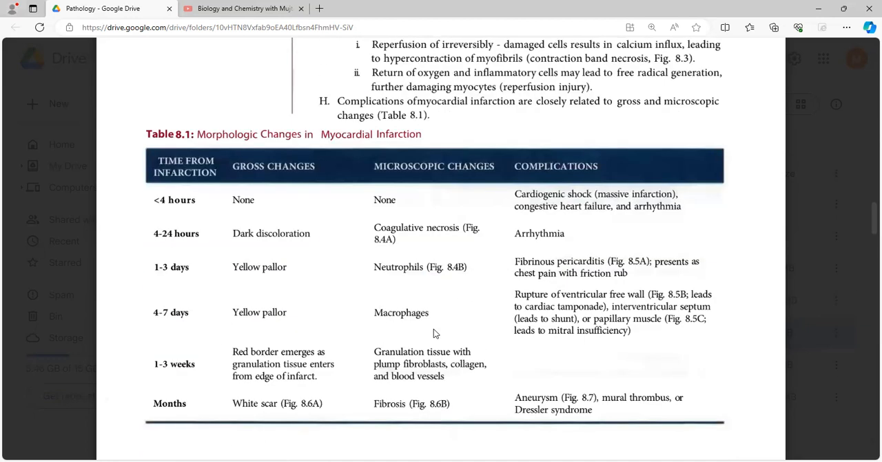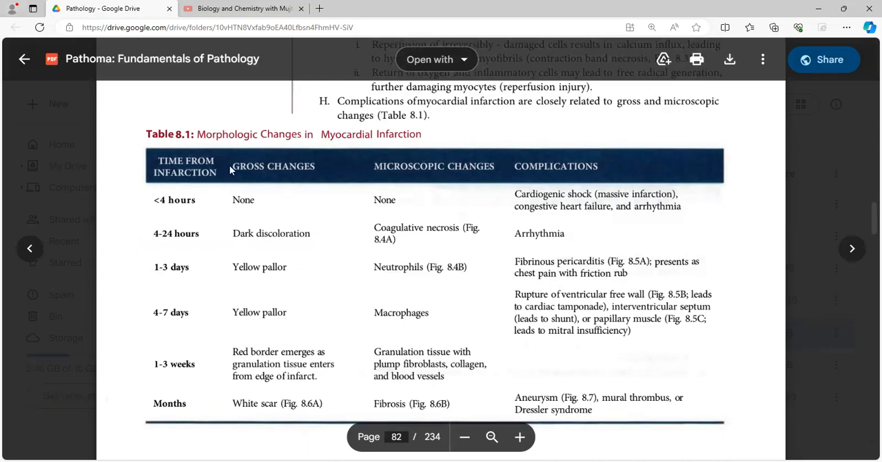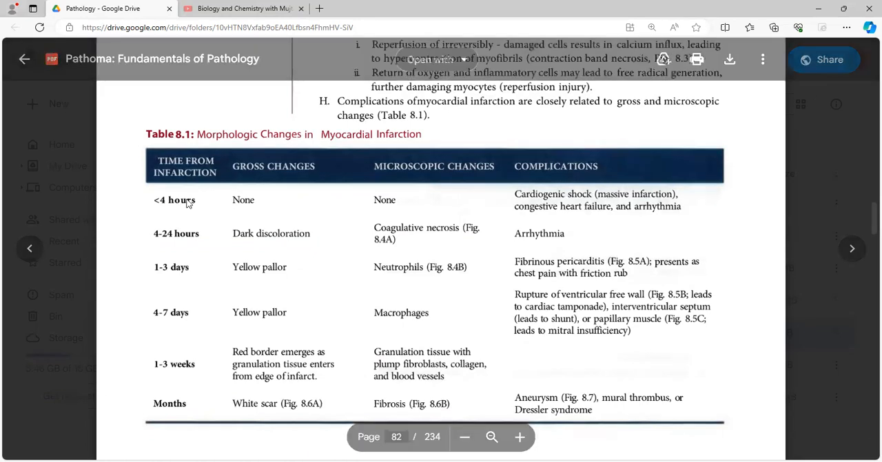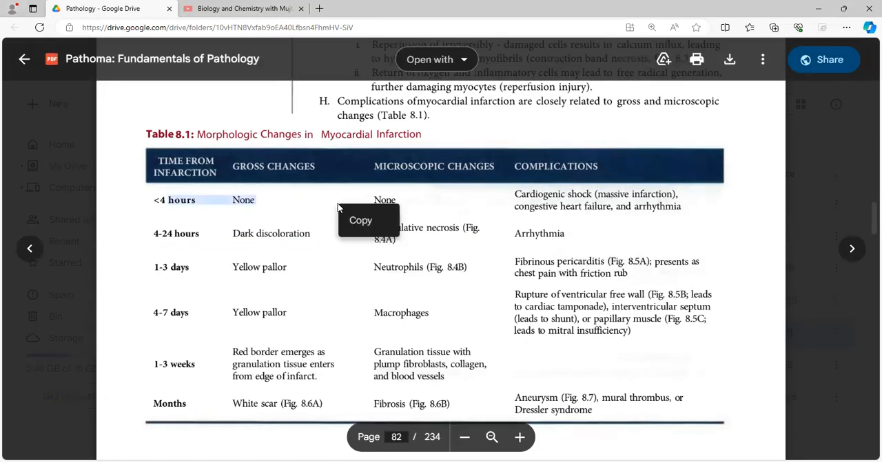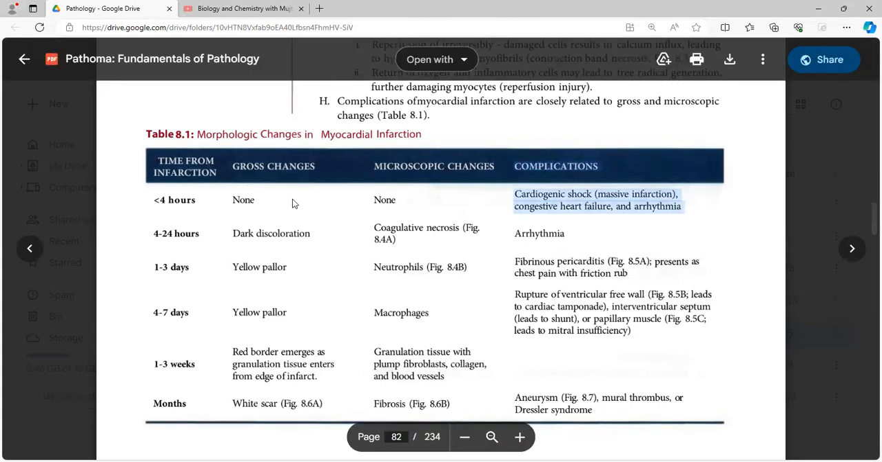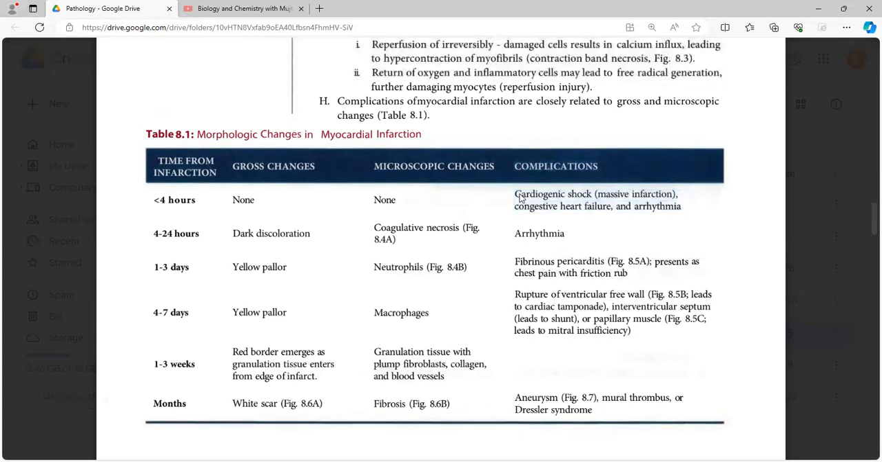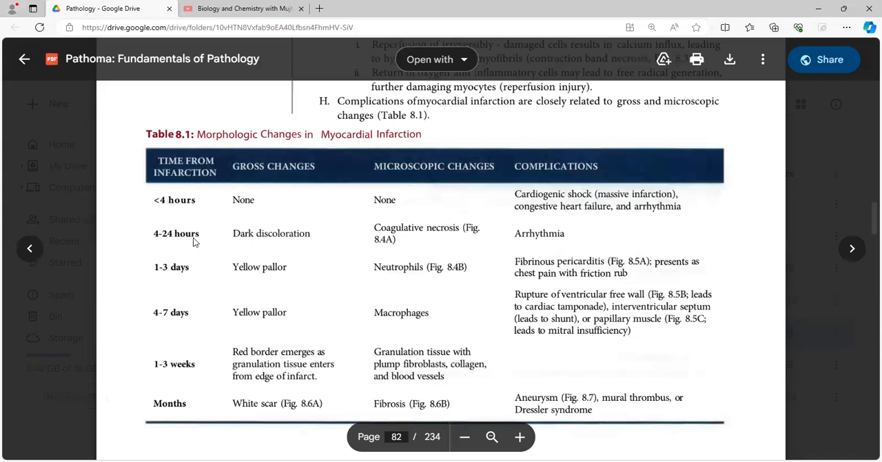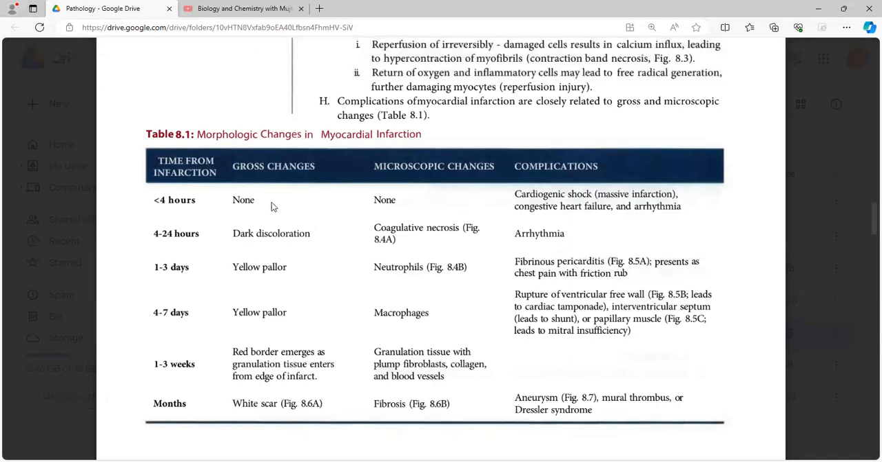Now, we'll look at the microscopic changes which occur in MI. As time progresses, the changes become more and more apparent. Initially, the changes are not visible either grossly or microscopically. However, the complications can be severe if the MI is not treated. In the earliest phase, the person can progress to cardiogenic shock, which will lead to a massive infarction. After a person is stable, after 4 to 24 hours, there will be a mottled appearance over the heart in the gross changes, and in the microscopic changes, there will be coagulative necrosis.